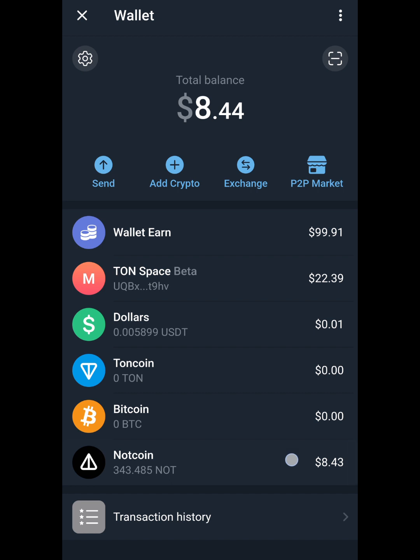I did have more than this, but I moved most of it to Bybit, but that's not the point. The point is my total asset is less than $200 right here on Telegram right now. This is 99, this is 22. So this is the actual amount in USD that I have, not what you saw earlier.